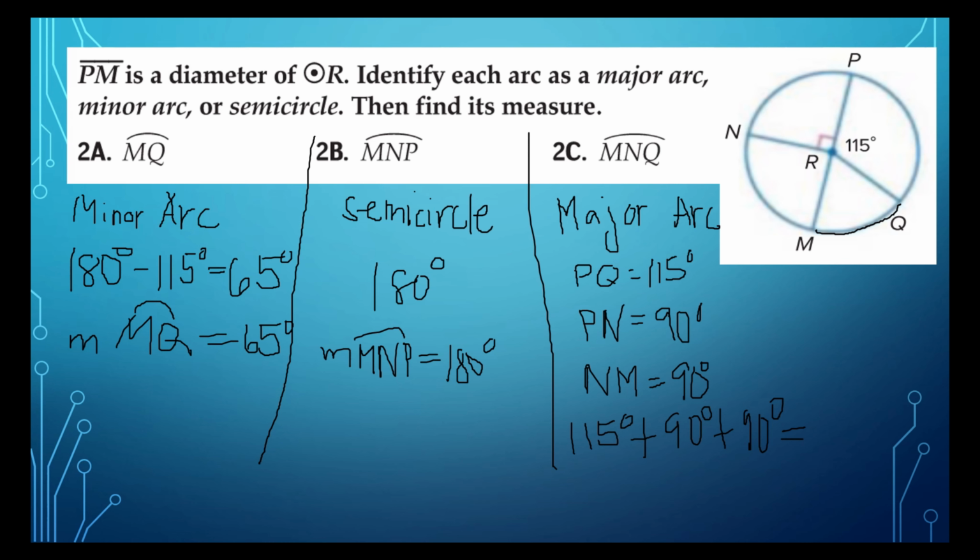115 degrees plus 90 degrees plus 90 degrees is equal to 295 degrees. Therefore, the measure of arc MNQ is equal to 295 degrees, which is greater than the semicircle. That's why arc MNQ is a major arc.